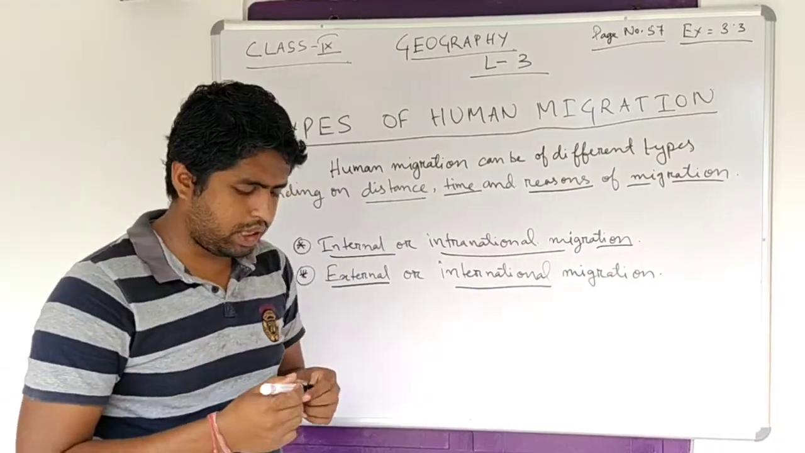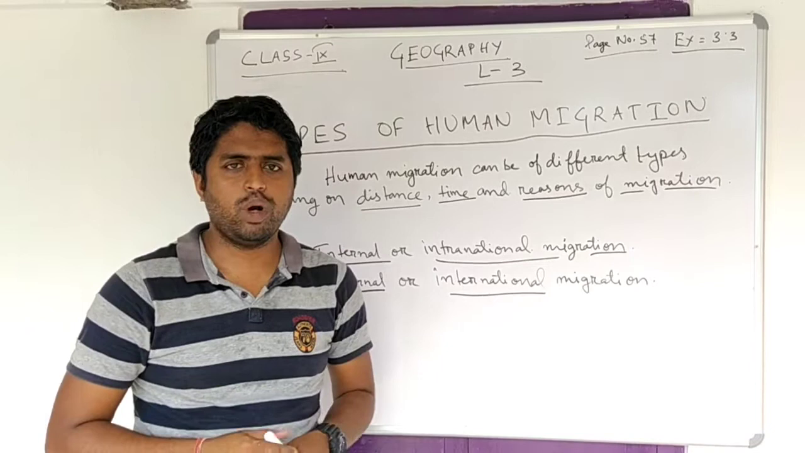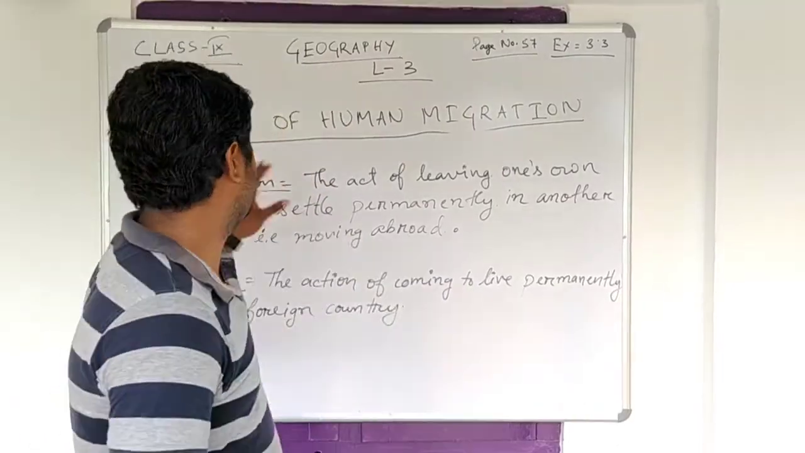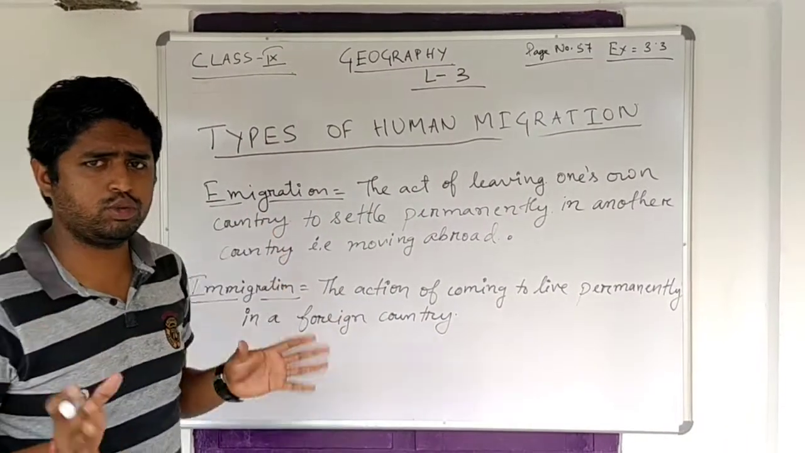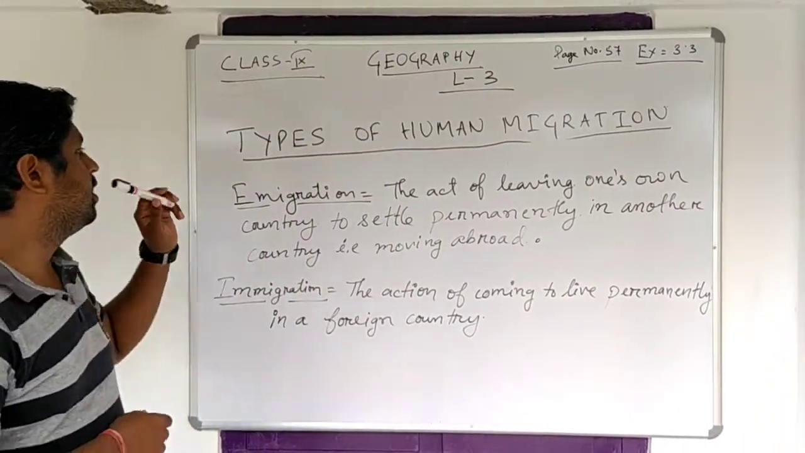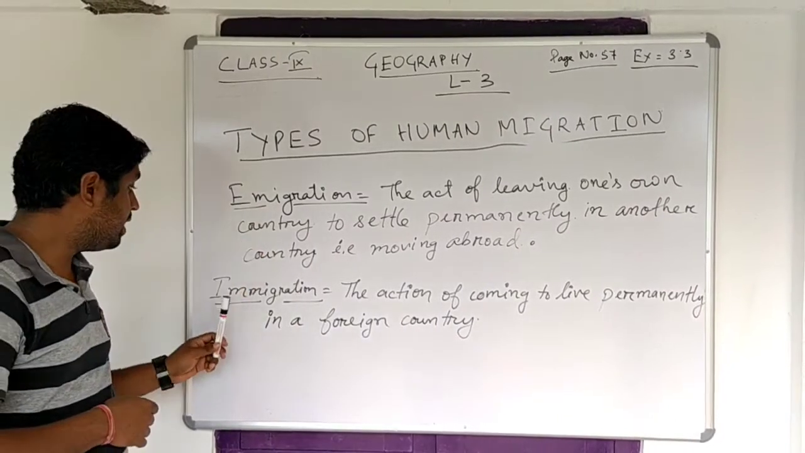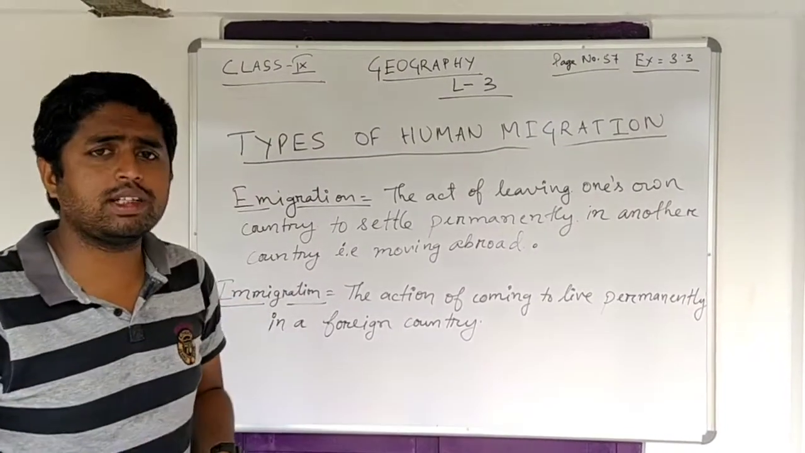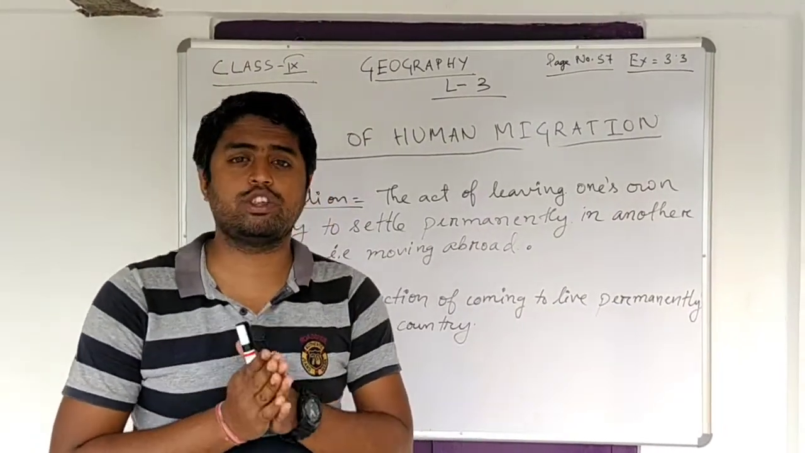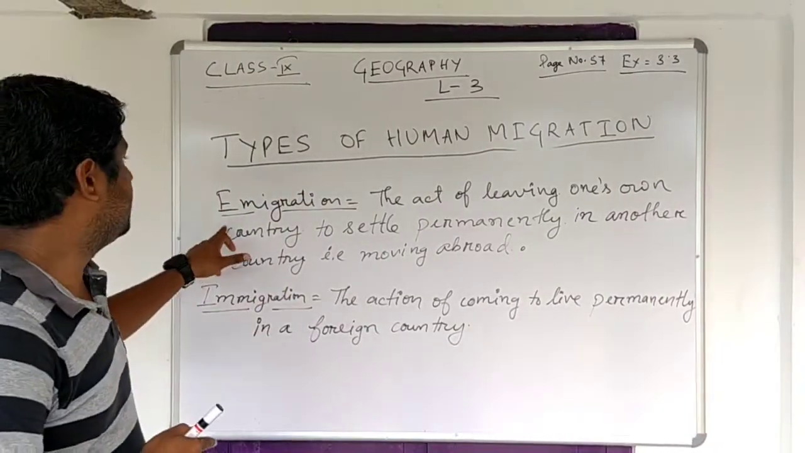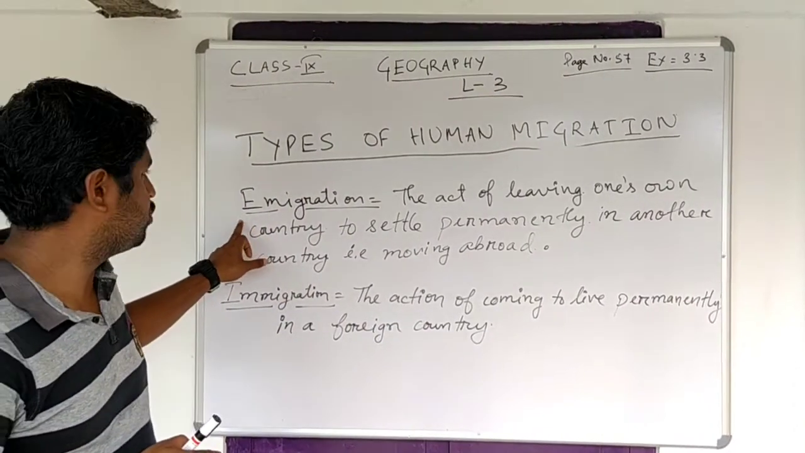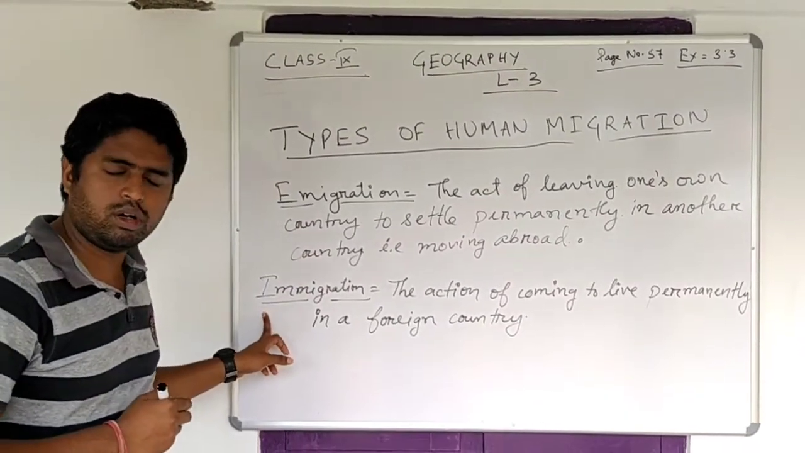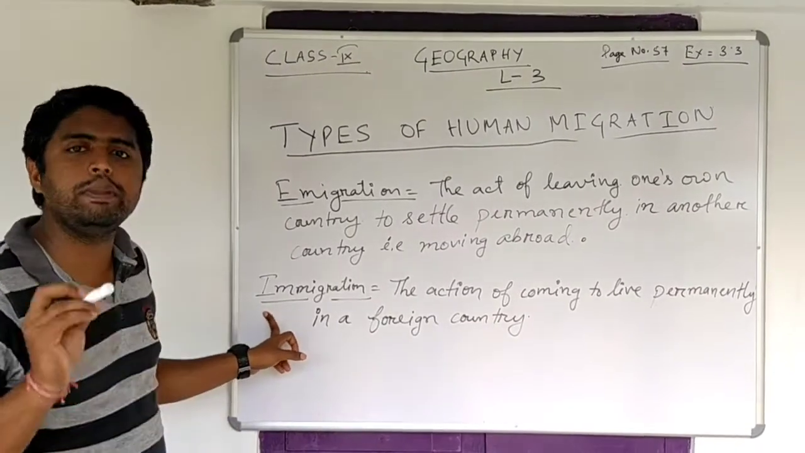Next, we shall discuss immigration and emigration. What is immigration and emigration? Under these types of human migration, there are certain topics which need to be discussed. First is emigration and immigration. The pronunciation of these two words is similar, so I am saying again how to pronounce it. This word starts with E. It is emigration, and this word starts with I. It is immigration.